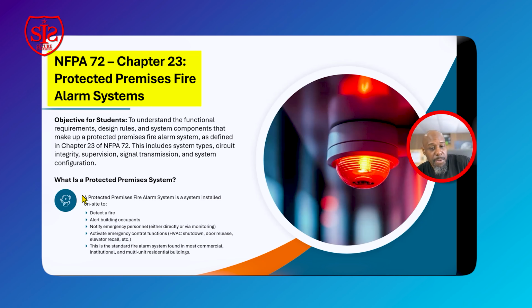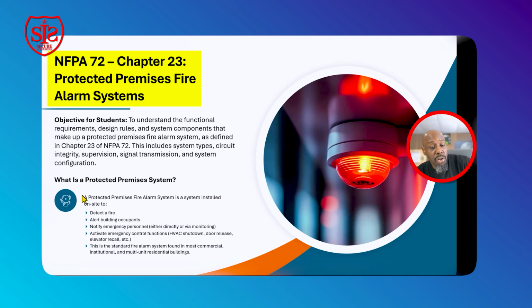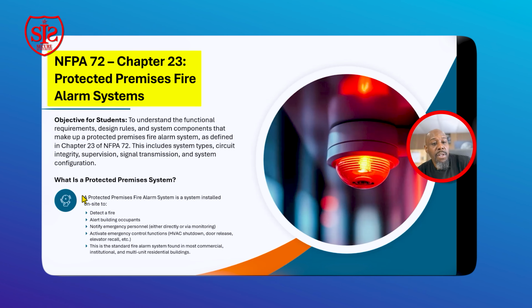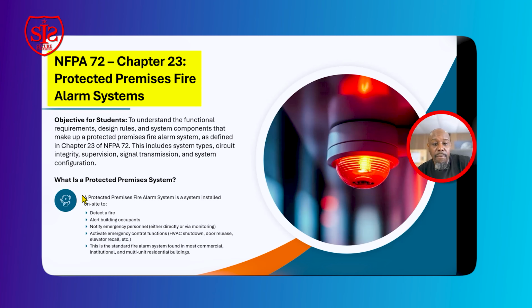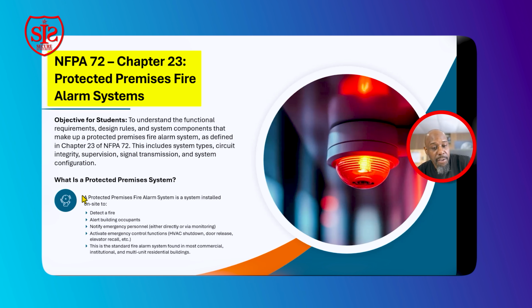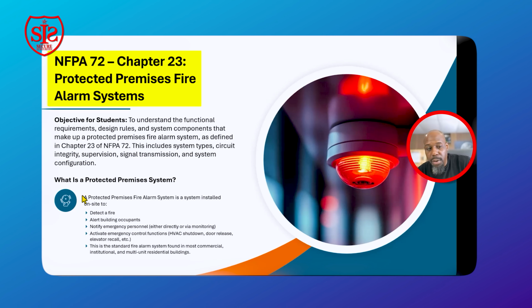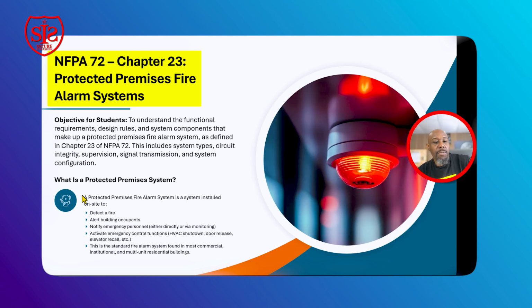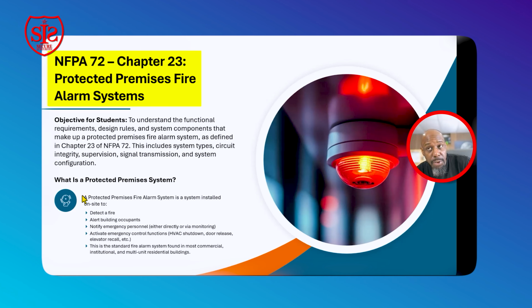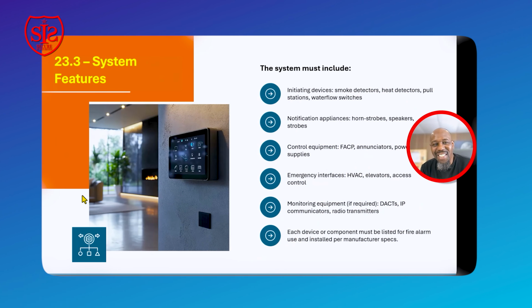A protected fire alarm system is installed on site to detect a fire, alert the building occupants, and notify emergency personnel, either through direct voice or through monitoring. It activates emergency control functions like HVAC shutdown, door release, elevator recall, etc. This is the standard fire alarm system found in most commercial, institutional, and multi-unit residential buildings. In addition to that, you will find stair pressurization and also some type of damper control when they're using a smoke control system.